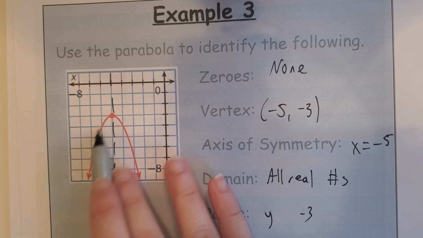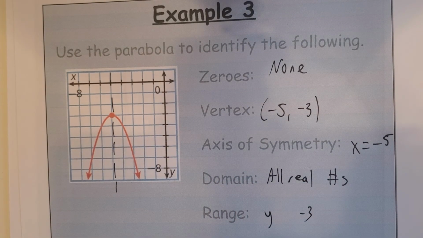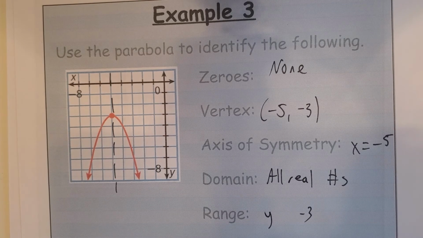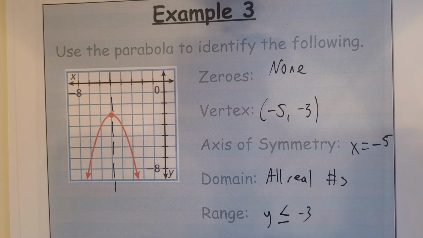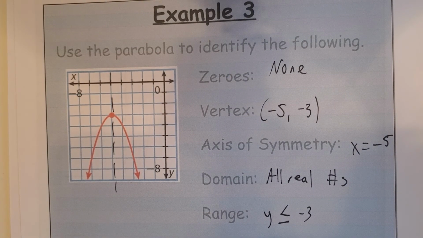And how does it open? It opens down. Since it opens down, all the y values are less than -3. So y is less than or equal to -3. And that's everything we need for this problem.